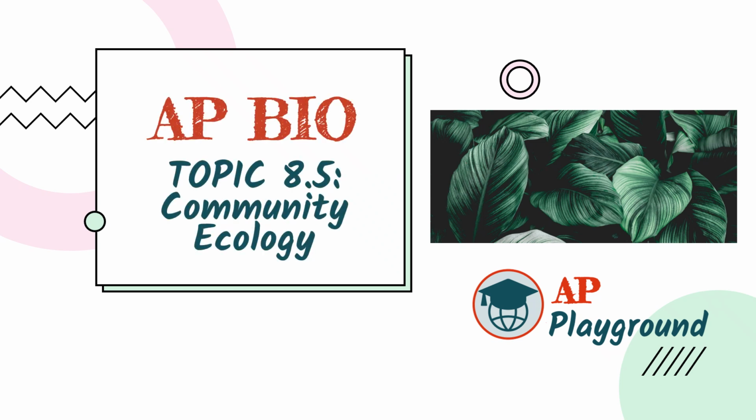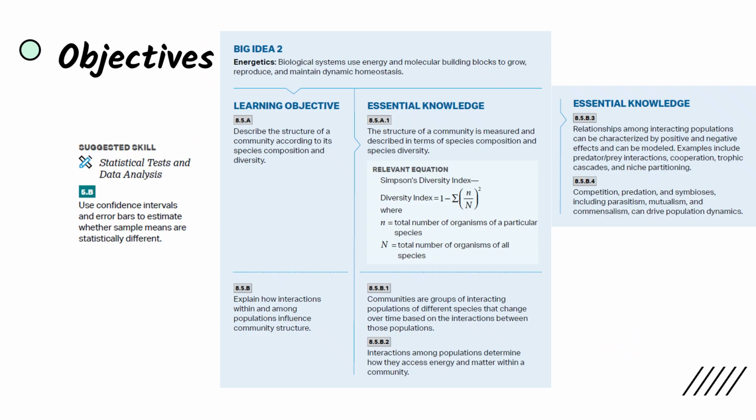Today we're going to be covering topic 8.5, Community Ecology. So we're going to be looking at diversity within a community, looking at Simpson's Diversity Index, and also exploring interactions between populations within communities. And our suggested scale is statistical tests and data analysis. 5B, use confidence intervals and error bars to estimate whether sample means are statistically different.